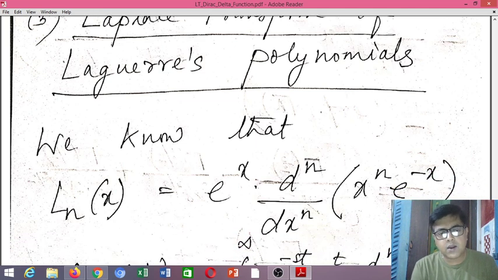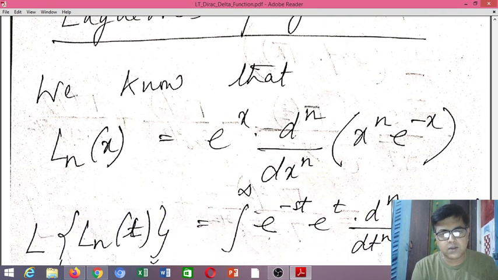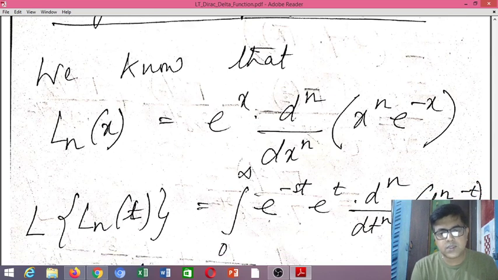So a Laguerre polynomial is normally denoted by L n of x, and it is given by this. Remember this result: e to the power x into the nth derivative with respect to x of the function x to the power n into e to the power minus x. That is the Laguerre polynomial L n of x.